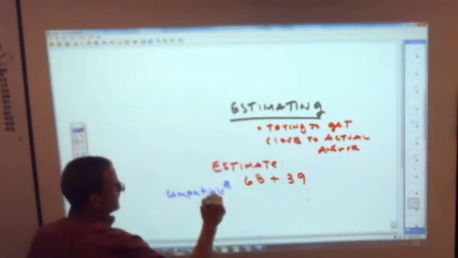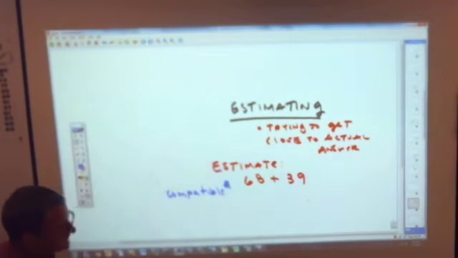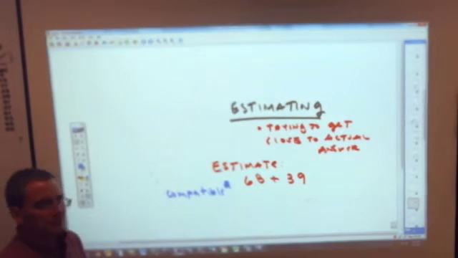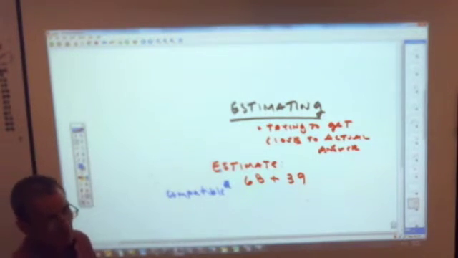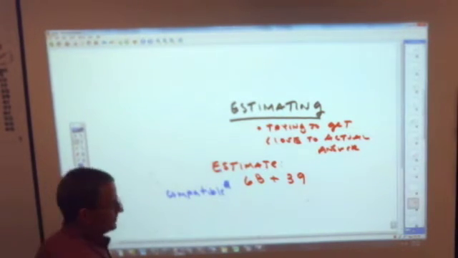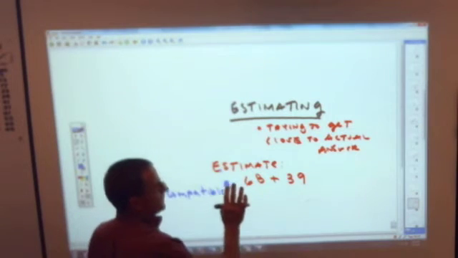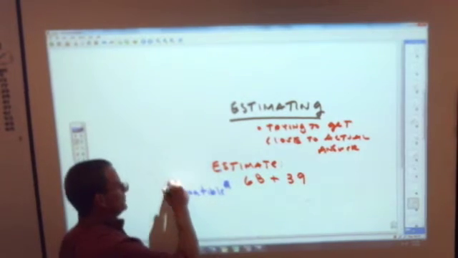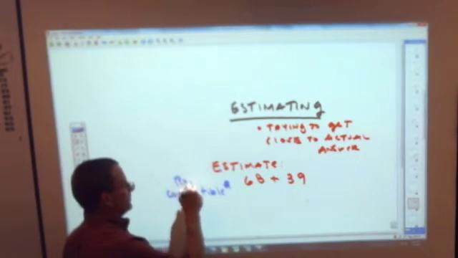Some of you, when you estimate, it's more common sense than anything, because some of you go, what if I got this for an answer? What if I got that for an answer? I really can't say, because estimating is just getting close. You can make a case for a lot of answers, but you want to use some common sense in doing this. In order to estimate, you probably want to round to what we call compatible numbers.